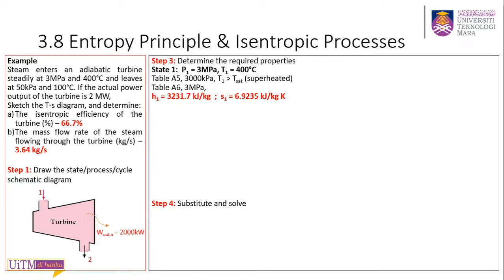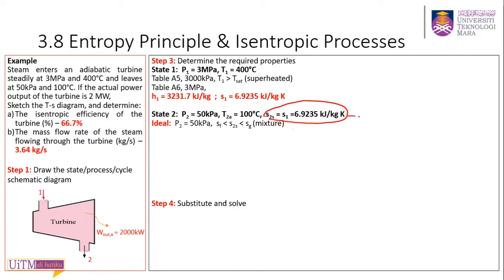At state 2, for the given information, solve for ideal conditions first. For ideal conditions, the specific entropy is the same as state 1. And we can check for the phase, which we can see here state 2 is in the mixture region. Therefore, using the equation of mixture, we must find the quality first, which we can see here equals 0.897.